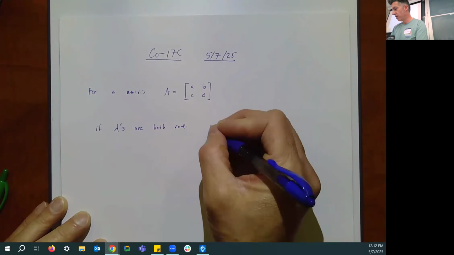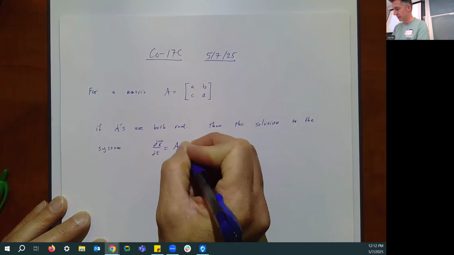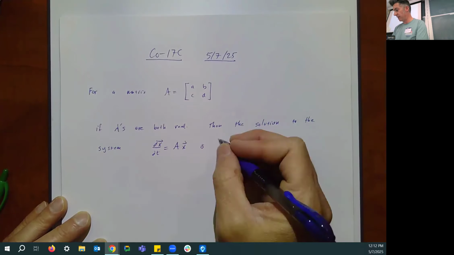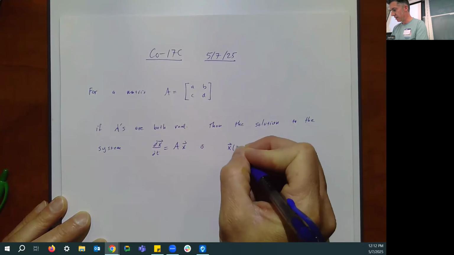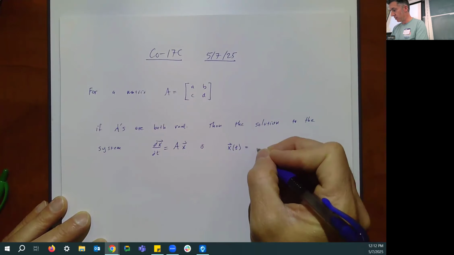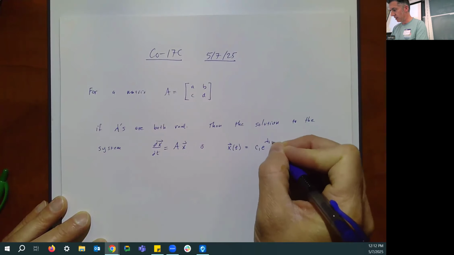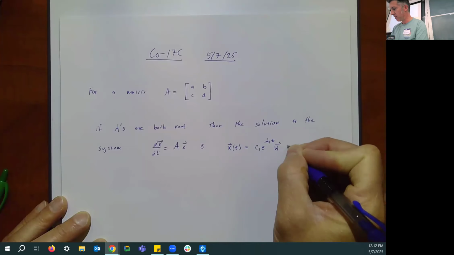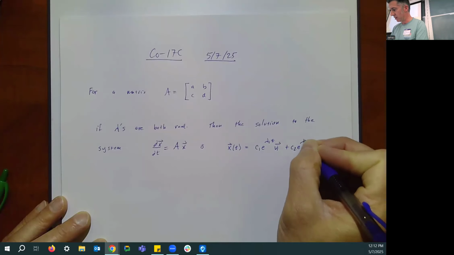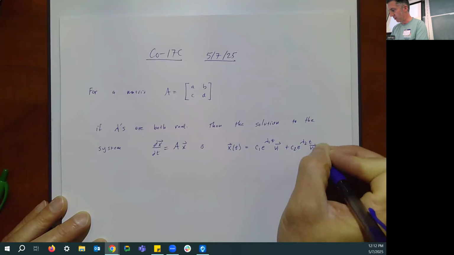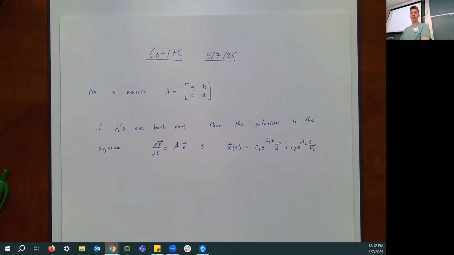The solution to the system dx/dt equal to your matrix times x is what we've talked about many times. It's x as a vector equal to c1 e to the lambda 1 t times the first eigenvector plus c2 e to the lambda 2 t times the second eigenvector. So that's all the context we've been working in.